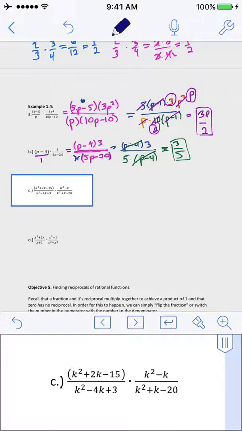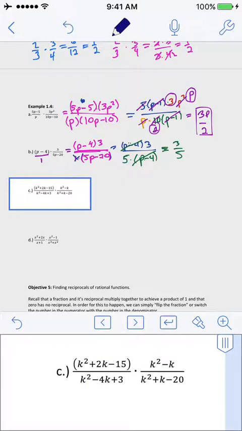Alright, I got some trinomials this time. So I've got k squared plus 2k minus 15 over k squared minus 4k plus 3, that's my first rational, times k squared minus k over k squared plus k minus 20. There's a lot of k squareds going on here, so I can see your temptation in wanting to cancel. But remember, we can't cancel things like this. If there's a plus or a minus, that's one big thing. You have to take it all or nothing, right? You gotta take it all or nothing.